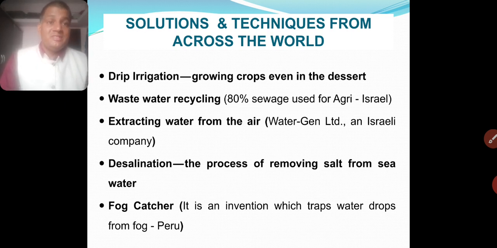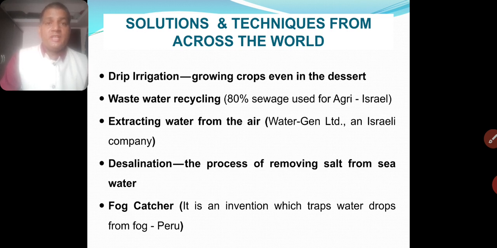The case is from Israel. You can take the example from Israel. 80% of sewage they are using for agriculture. Third is extracting water from the air. This is again a very important case study from an Israeli company, Water Generation Limited. They are extracting water from the air. So this is also the third most important technique.